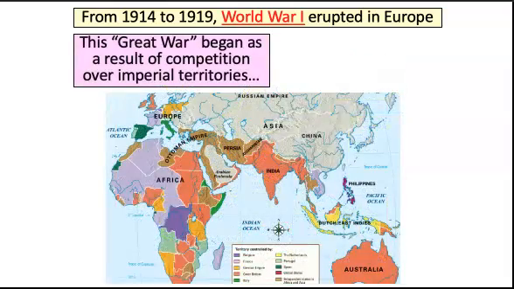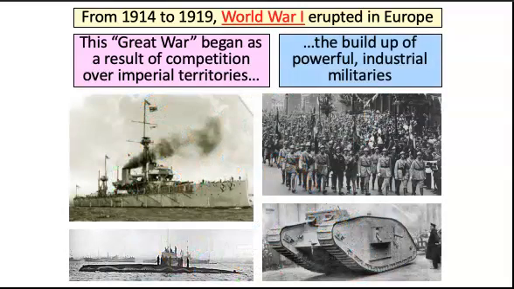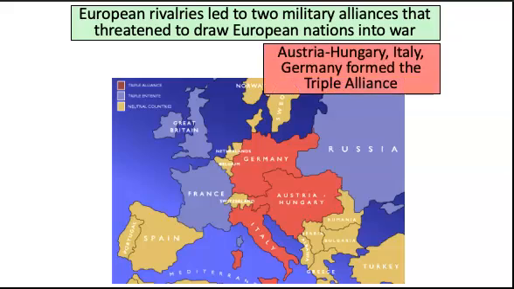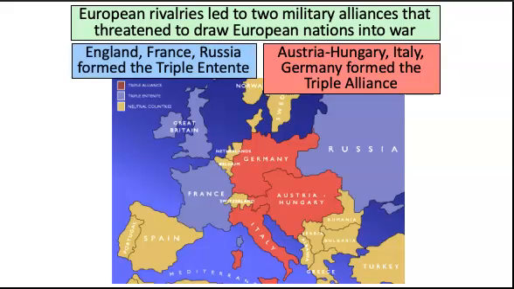Now, the causes of the war in Europe began as a result of competition over imperial territories, as well as the buildup of powerful industrial militaries. In addition to this, European rivalries led to two military alliances that threatened to draw European nations into war. Those two alliances were Austria-Hungary, Italy, and Germany, forming what was called the Triple Alliance, with England, France, and Russia forming the Triple Entente.